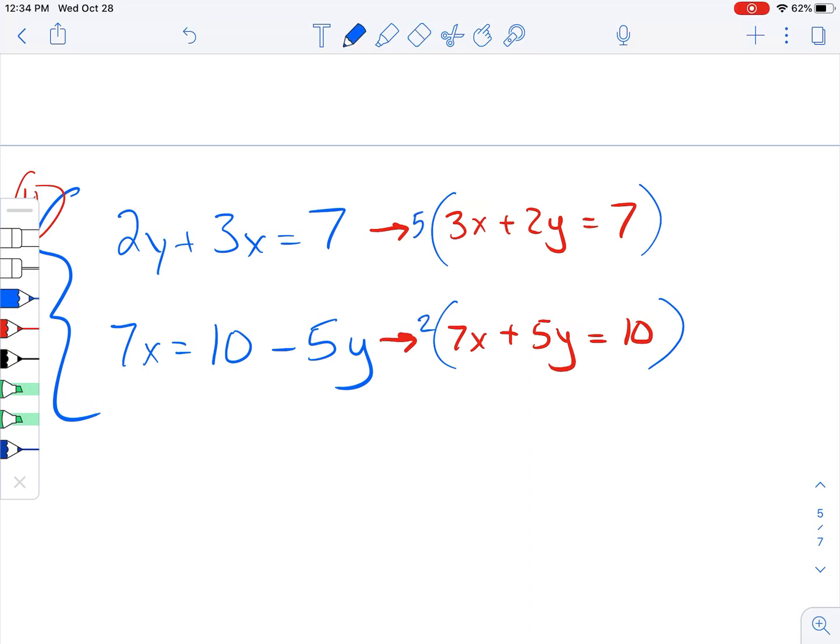So I'm going to focus on multiplying the top by 5, so I'll get a 10y, and the bottom by 2, and I'll get another 10y. Although I'm going to make my life easier, and I'm going to end up adding, so I'm going to multiply this by a negative 2. So first I'm going to go through and multiply the 5. Then I'm going to go through and multiply everything by a negative 2.